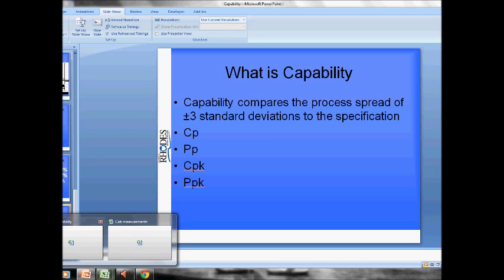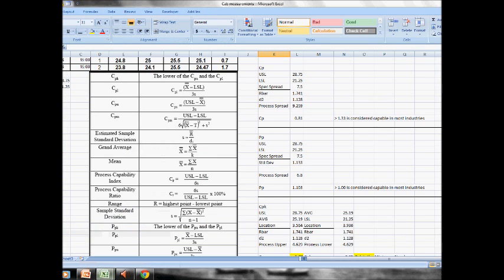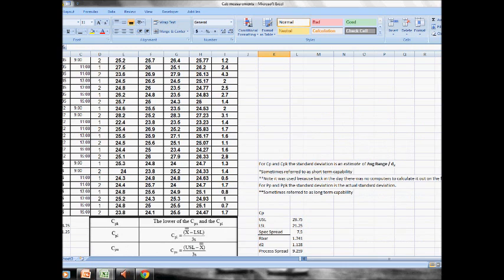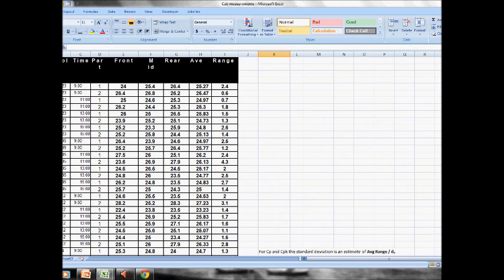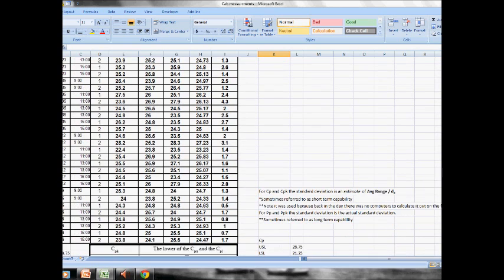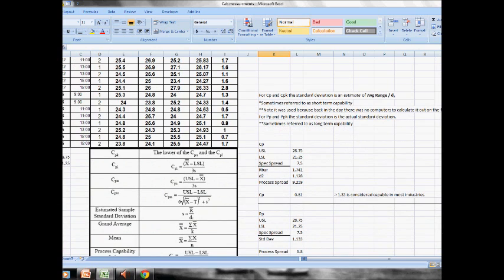Okay, and I'm going to go ahead and I have an example here of data. Basically, you have different tools on different days. You have a front, mid, and rear. You can take the average of those and a range of those different measurements. And what we want to do is assess its capability. And one of the things that you want to do first is assess the CP.